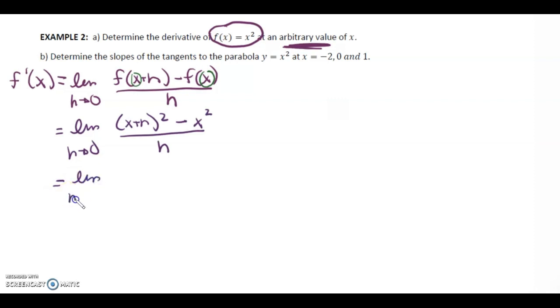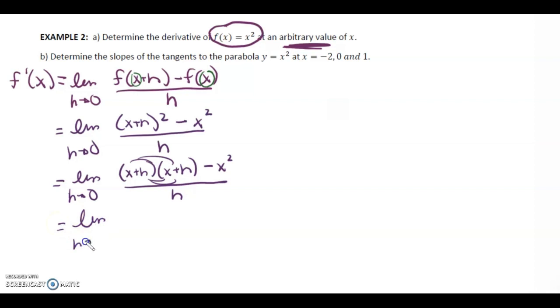Okay, so the limit as h approaches 0, what we're going to do is expand the x plus h squared as x plus h times x plus h. And in the next line, we're going to FOIL it, minus x squared, all over h. So when we FOIL this, we get x squared plus 2xh plus h squared. And then we bring down the minus x squared all over h.